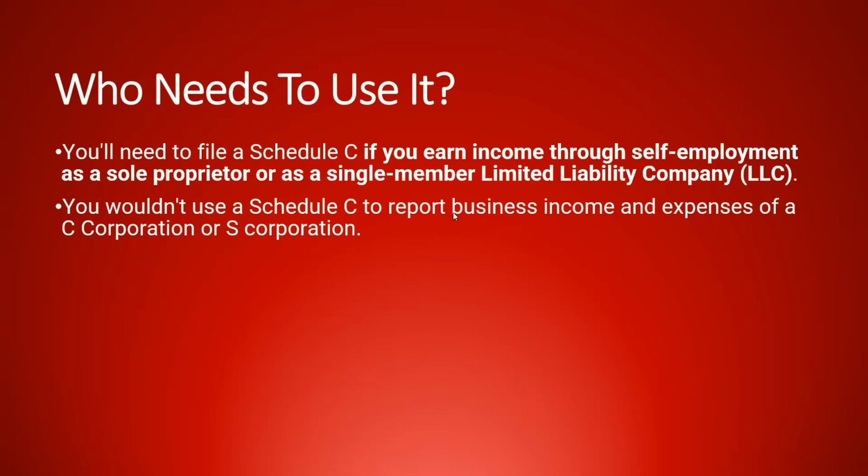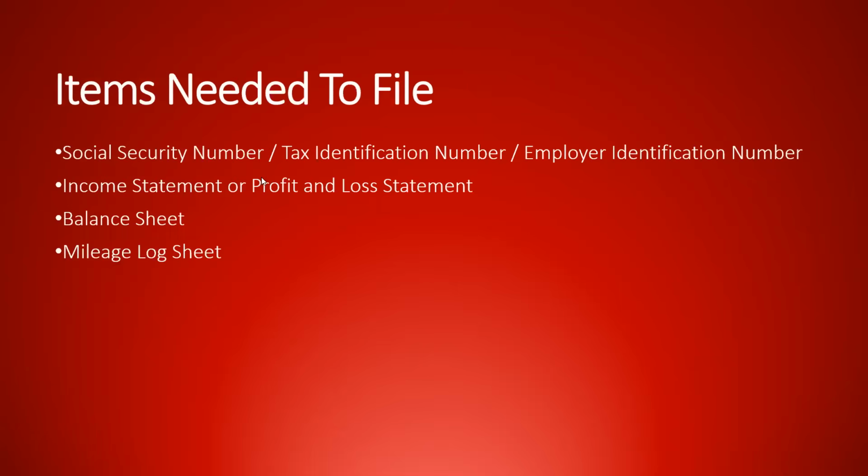You wouldn't use the Schedule C to report business income and expenses of a C Corp or an S Corporation. Even though you may own those by yourself, you wouldn't report the income from a C Corporation, which would be done on the IRS Form 1120, or a subchapter S Corporation, which would be done on a Form 1120S. So the Schedule C is specifically used for an individual, sole proprietor, independent contractor, or single member LLC. The C Corp and the S Corp are not used for this. Very important, because a lot of people are under the impression that they could use this.